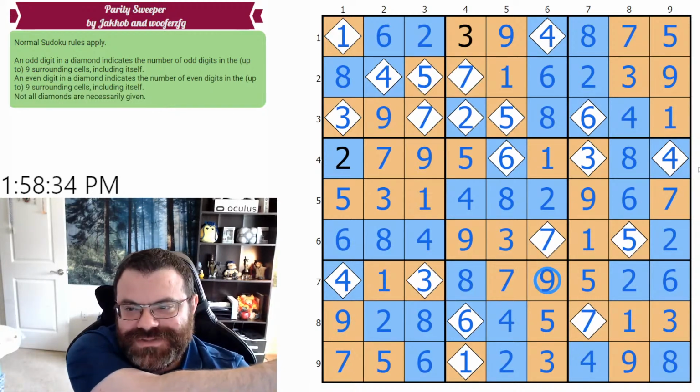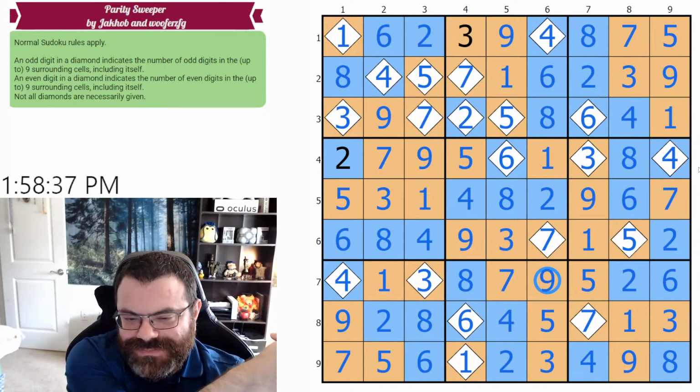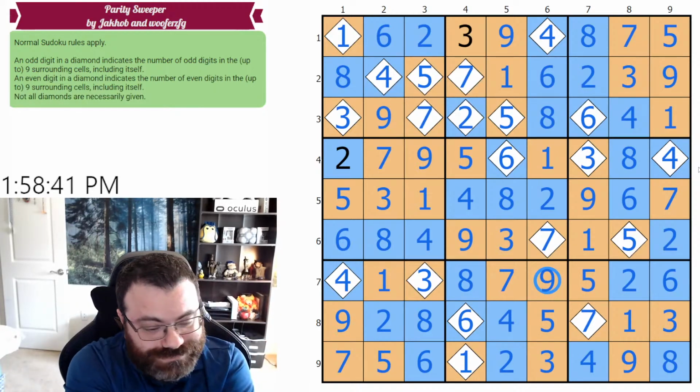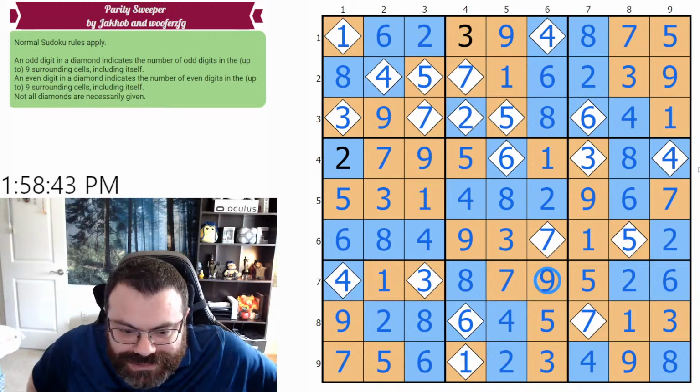Isn't the puzzle done when coloring is complete? That's what I thought, but it didn't pop up the you win message. Cool puzzle. I enjoyed that. I like that constraint.